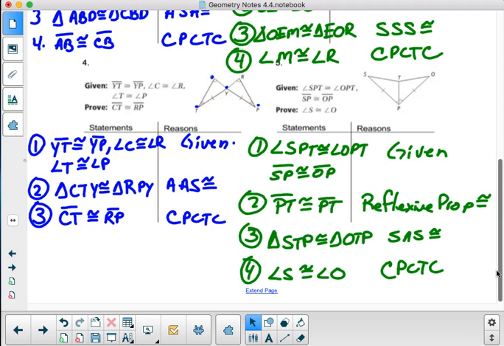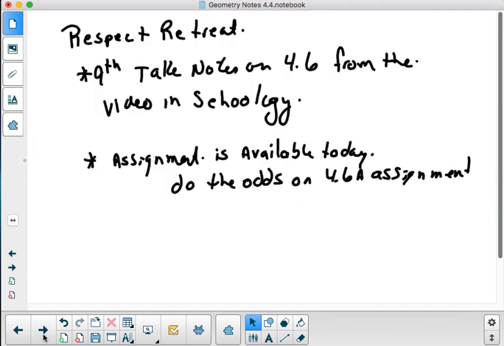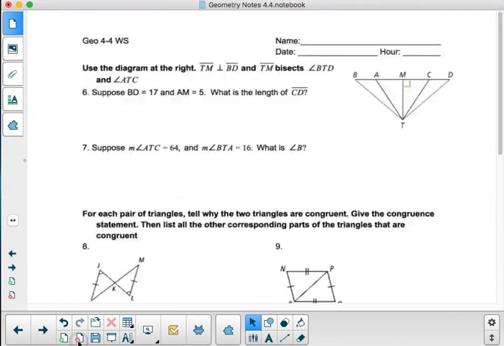Okay, so we got those 4 proofs completed. I hope you're understanding those. If you need to replay me, or if you need to clarify some stuff, you're going to ask me questions.